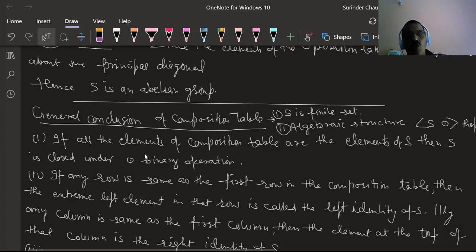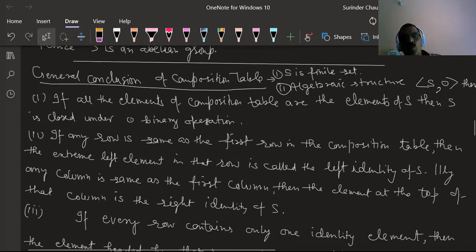What conclusion can we draw? The general conclusion from the composition table: the algebraic system on which we apply the composition table must be finite, and this algebraic structure S with binary composition allows us to draw these conclusions. If all the elements of the composition table are elements of S, then S is closed under the binary composition. This is the closure property.